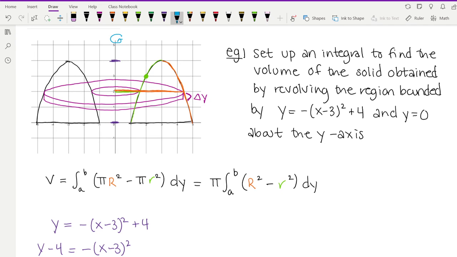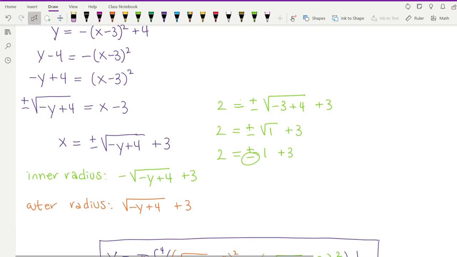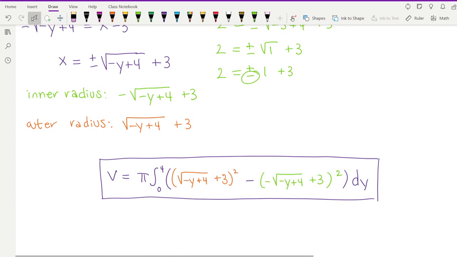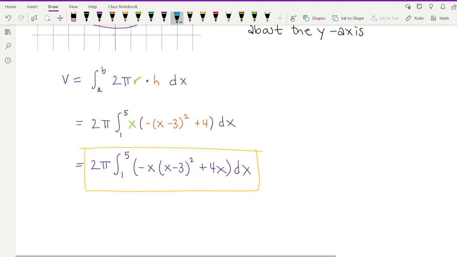And then we actually had to separate our single function into two functions, right? One of those functions was the inner radius, one of them was the outer radius. It was a little tricky to figure out which one was which, but we figured it out. And then this is what we ended up with for our integral. So if you actually had to integrate this, it is a lot more complicated than what we came up with here as our answer, right? This one's just going to be a polynomial. That one involves square roots, so it's just going to be more complicated to evaluate.